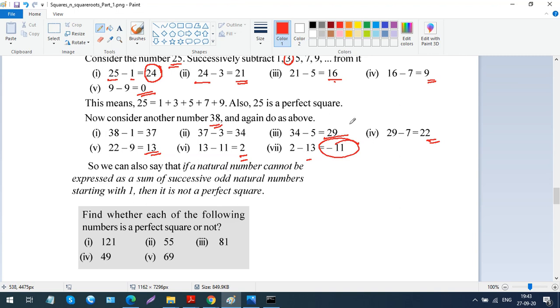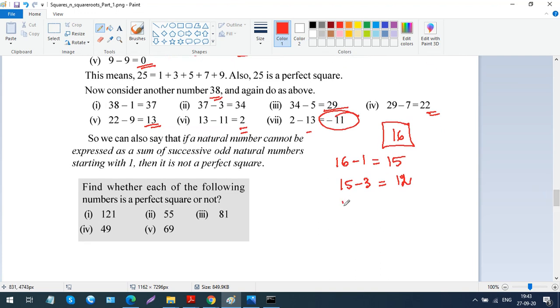Understood? So if I want to check, let us say I check for 16, for example. If I want to check if it is a perfect square, what do I do? I subtract 1 from 16 first. That's going to give you 15. Then take the 15 and subtract 3. That's going to give you 12. Right? Then the 12, subtract 5. That's going to give you 7. Then 7, subtract the 7. You are getting 0. So if you get 0, it is a perfect square.